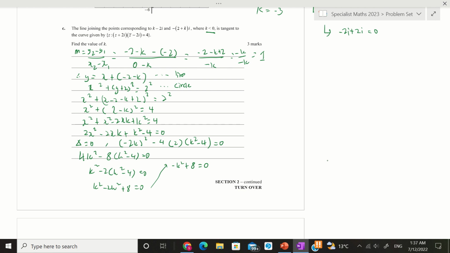Okay? Which means that k squared is equal to 8, and therefore k is equal to plus or minus the square root of 8, which is plus or minus 2 root 2. And if you recall, k is less than 0, therefore our answer for k is equal to negative 2 root 2.